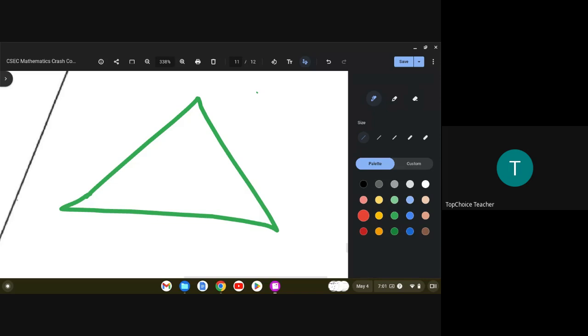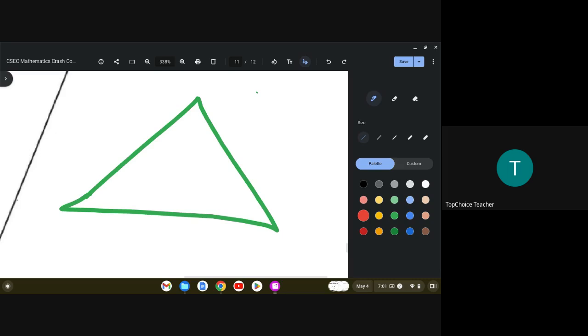Is this a right angle triangle? No, right? It's not. These are not right angles. It might look like a right angle slightly, but it's not. You use these rules, the sine rule and cosine rule, when it's not a right angle triangle.